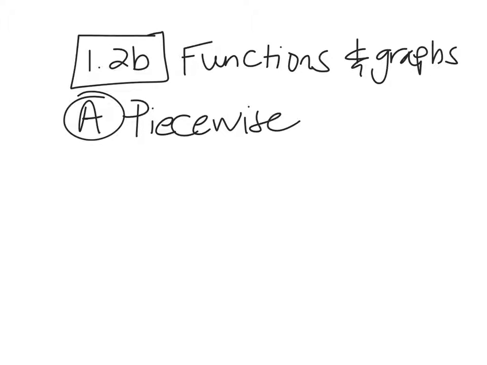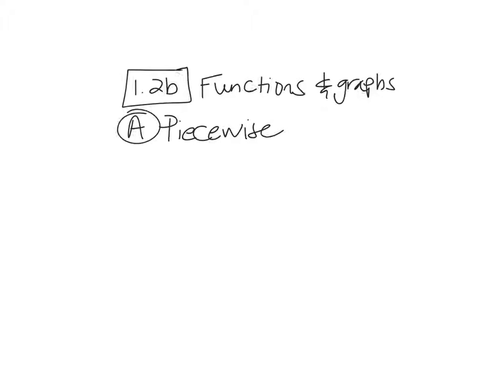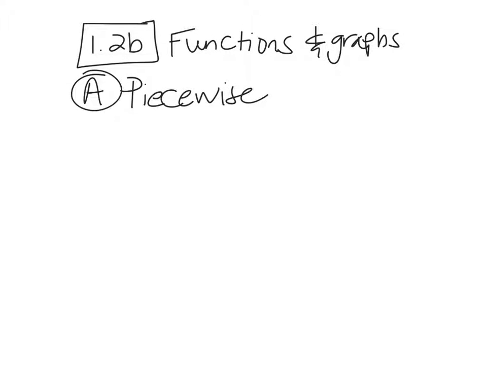Is that how you spell piecewise? It looks so wrong. Okay. Piecewise, they're just different pieces of different types of graphs usually. You graph one piece, you graph another piece. Sometimes they're connected, which means that they're continuous. Sometimes they're not connected, which means they're discontinuous. So let's go ahead and do one.